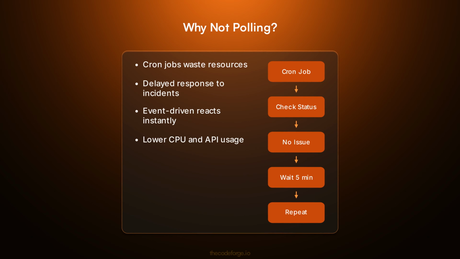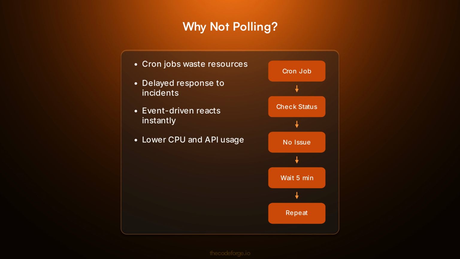Polling with cron jobs is wasteful. They run every few minutes regardless of whether anything needs to happen. Event-Driven Ansible flips the model. It listens for events and reacts instantly. No more wasted cycles checking for problems that don't exist.